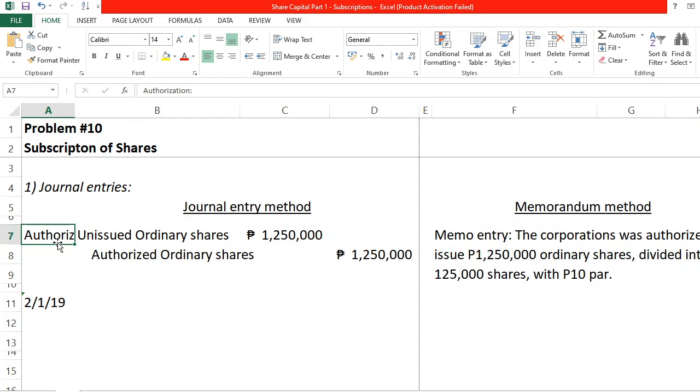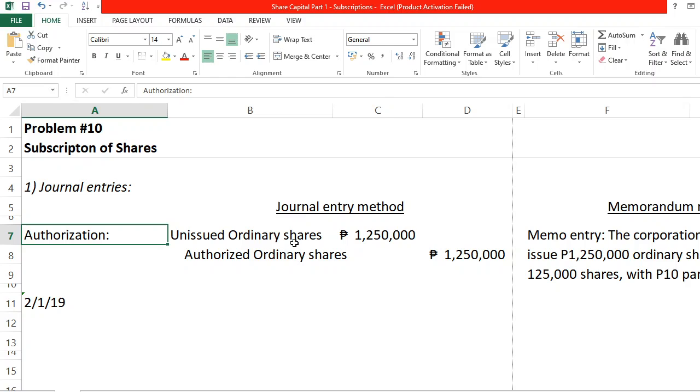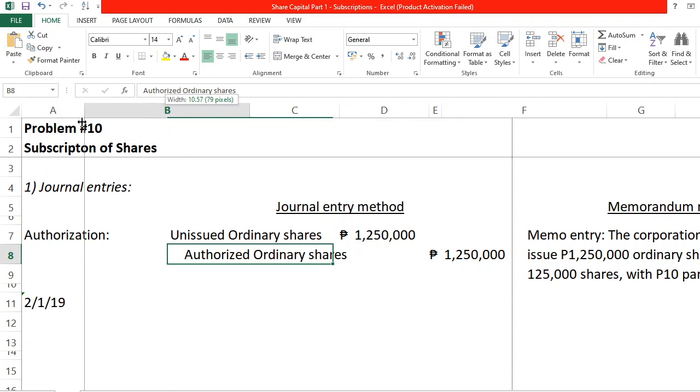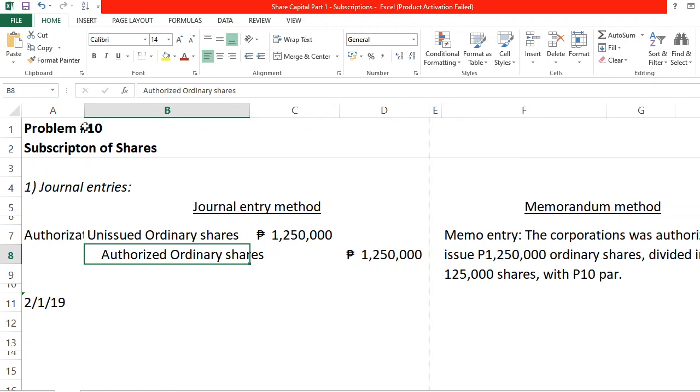For authorization, under the journal entry method, we are going to prepare a debit to unissued ordinary shares and a credit to authorized ordinary shares. If you notice, we first need to record authorized ordinary shares in the amount of 1.25 million. That's basically 125,000 times 10 peso par value.